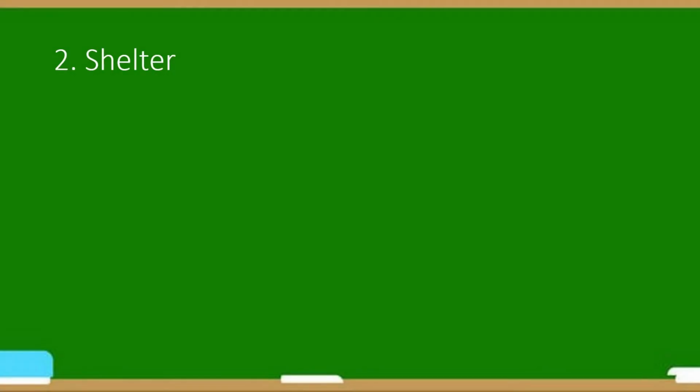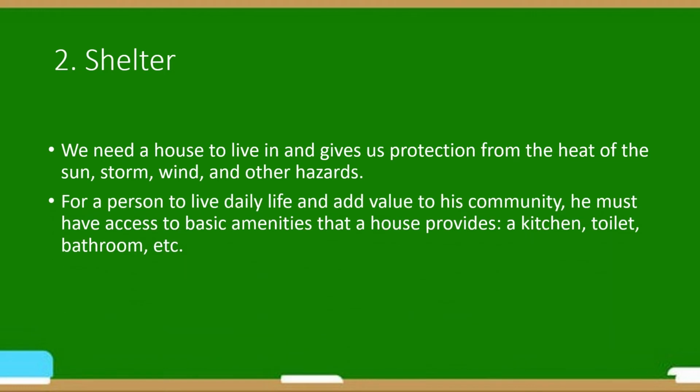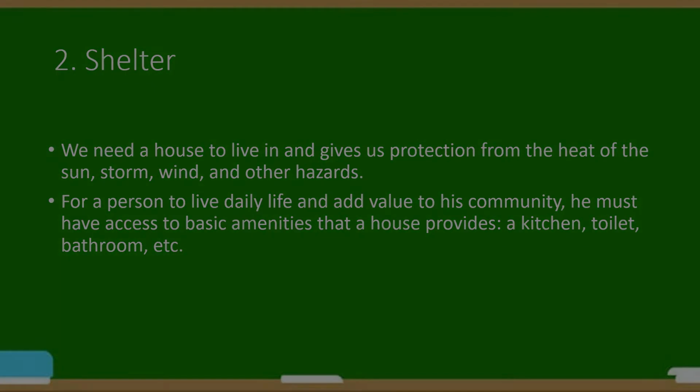Next basic need of a family is shelter. We need a house to live in and gives us protection from the heat of the sun, storm, wind, and others. For a person to live daily life and add value to his community, he must have access to basic amenities that a house provides, like kitchen, toilet, bathroom, and others.